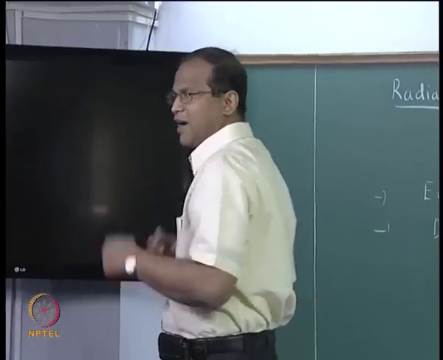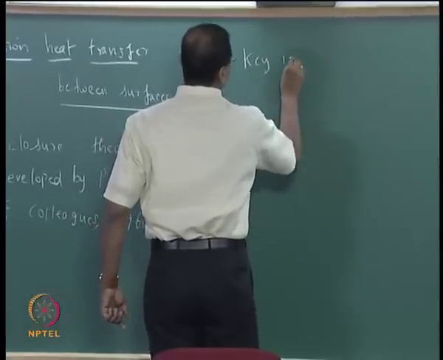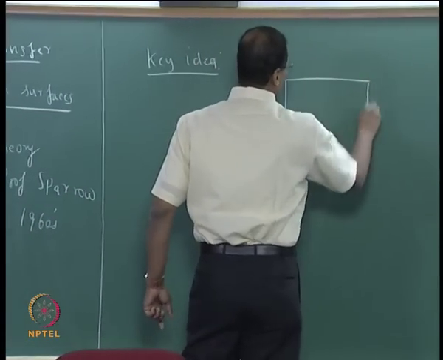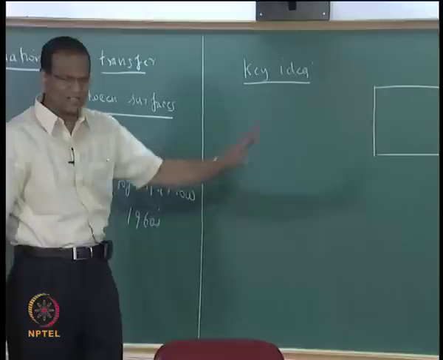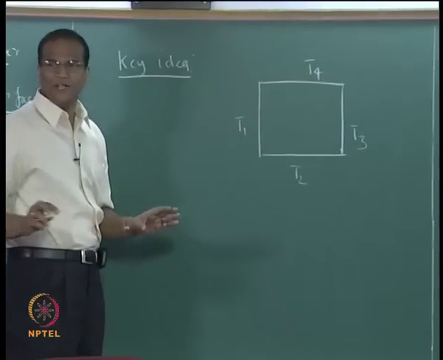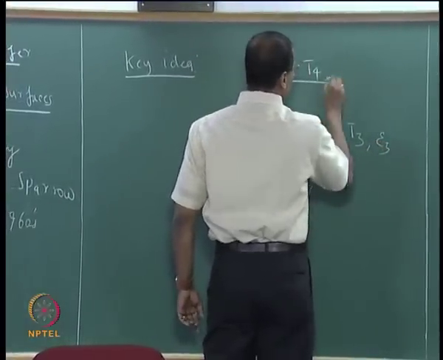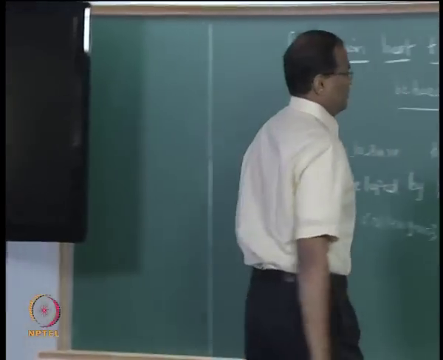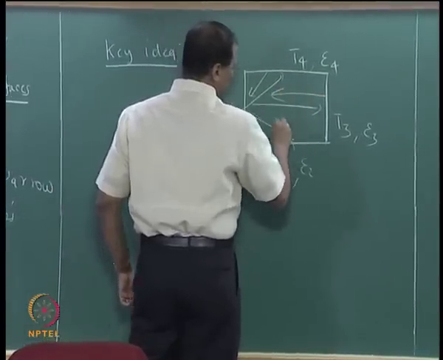So what did Sparrow figure out? The key idea is like this. Suppose there is a furnace, and I am looking only at the sectional view. There is a dimension in the direction perpendicular to the plane of the board. Let us consider only four surfaces, with temperatures T1, T2, T3, T4, and emissivities. Radiation from this surface can go here, can go here, can go here. Radiation from this surface can come, and this surface can also.